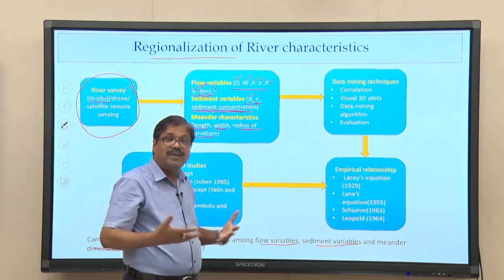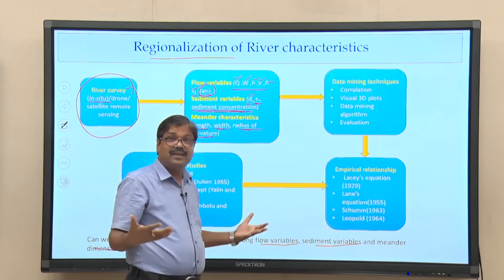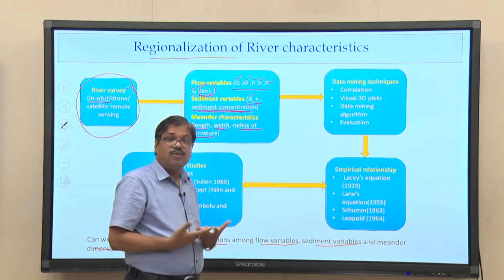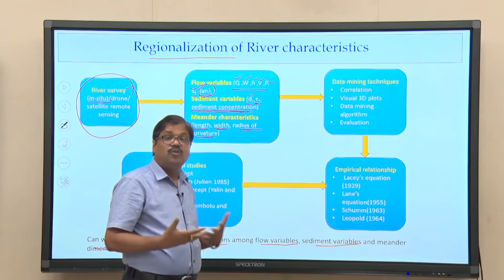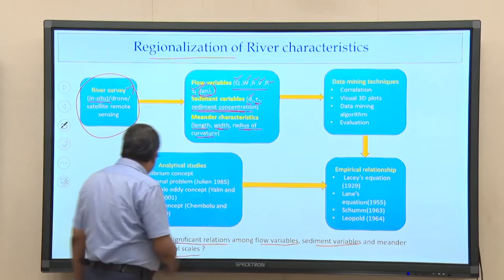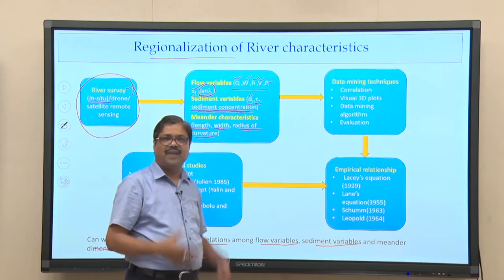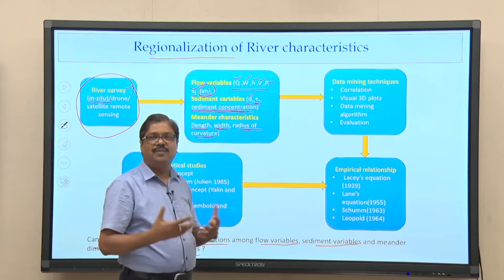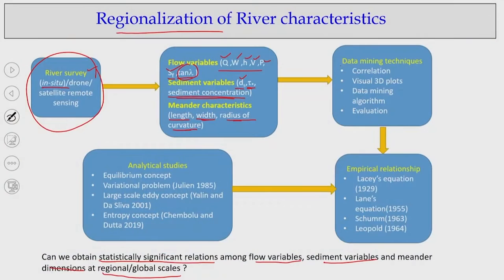Or can you develop a relationship which can hold good at the global scales? So, all these bigger questions, a lot of research has been going on to find out whether there are regional relationships. What you generally do is regionalization. If I summarize that, it is basically a data mining concept. This is a data mining concept, people nowadays talk so much.